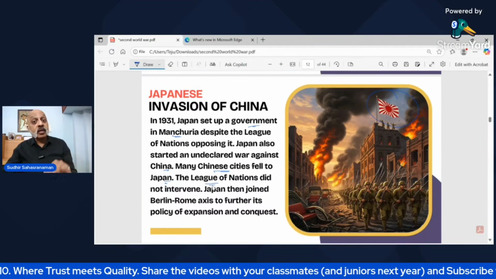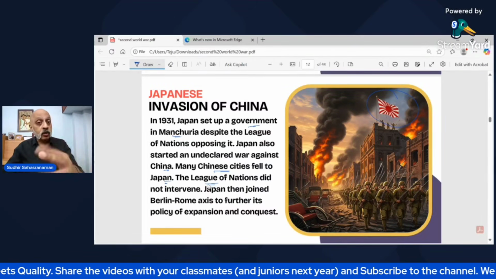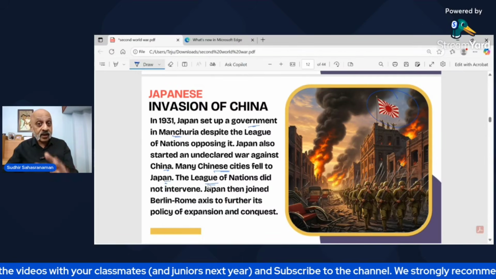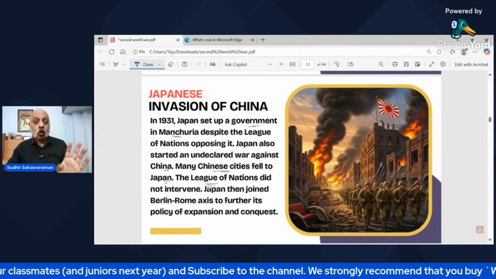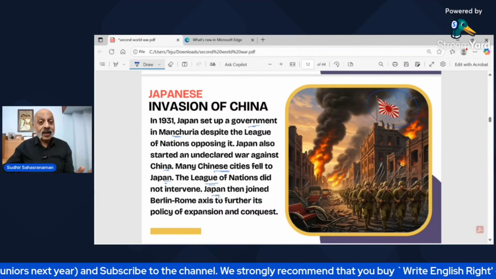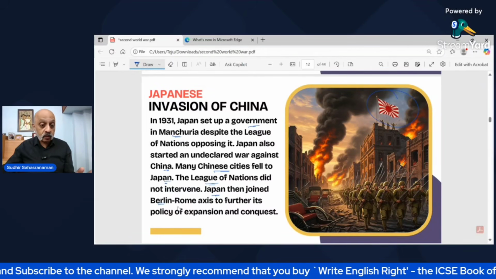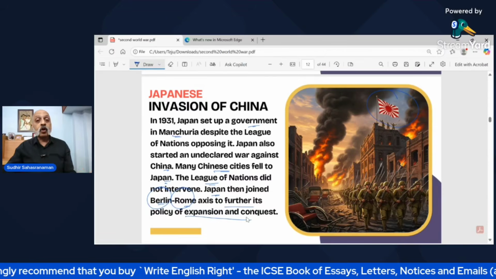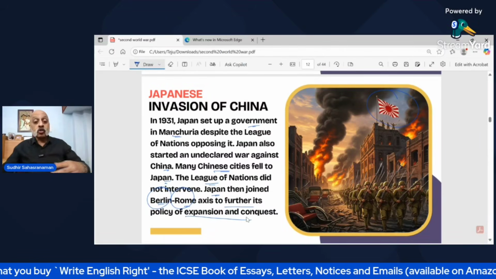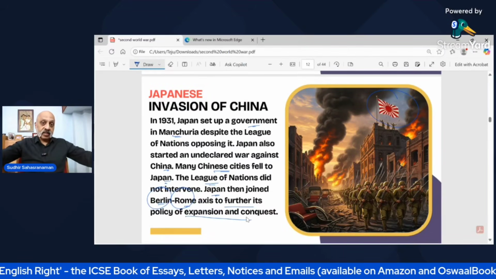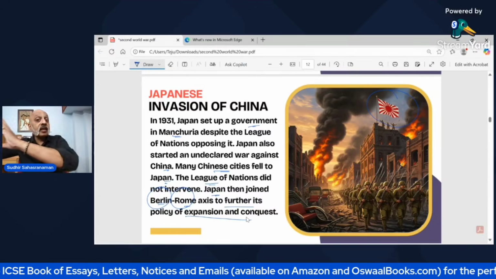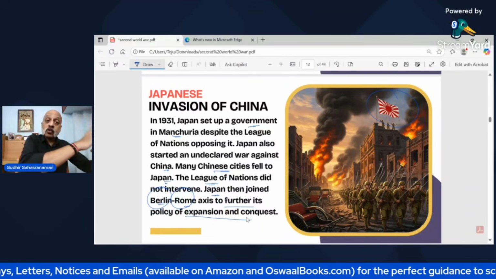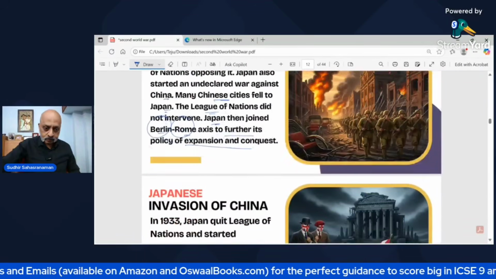The League of Nations now, having realized that nothing works on them, nobody cares, Japan doesn't care, this time did not even oppose it verbally. Japan then joined Germany and Italy, Berlin and Rome, because like these two countries, it also wanted to expand its territories. So this was happening in the theater of Asia. The rest of it was all happening in Europe.